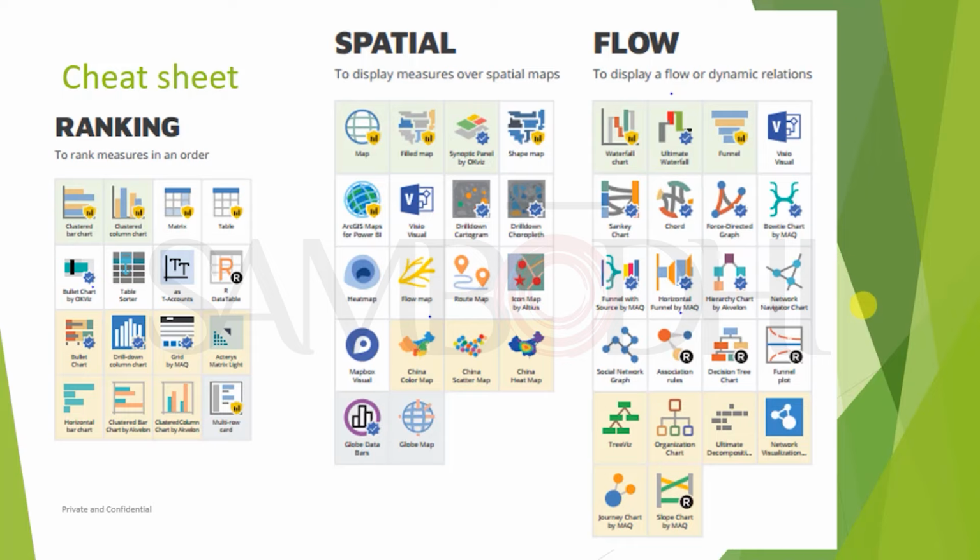Organizational chart, again, it moves from one to another. Then there is a journey chart by MAQ. It's an alternate version of a social network graph. Then there is a slope chart by MAQ again, and the R represents there is a need for R language understanding also in place.